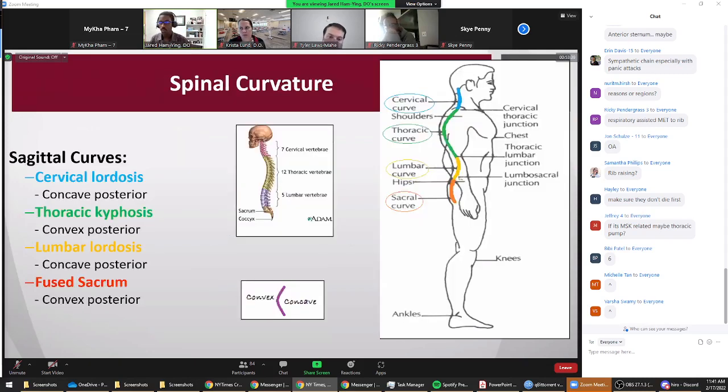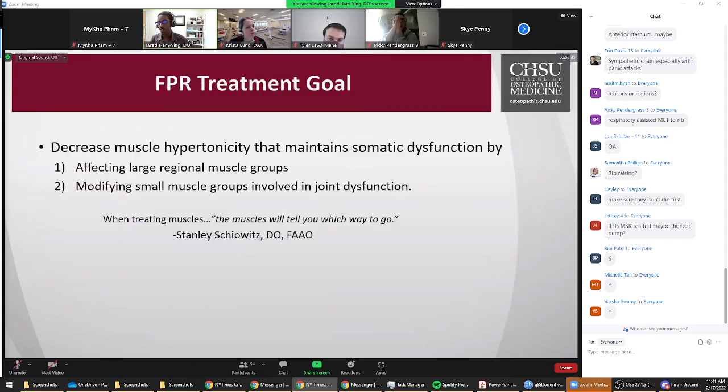All right, just showing those spinal curvatures here that you're going to have to straighten out. You can use pillows, for example, to straighten it out. The practitioner can do it themselves. Raising the bed, for example, all works for straightening out that curve. And we'll talk about that this afternoon. All right, so the treatment goal here is affecting those large or small localized muscle groups.